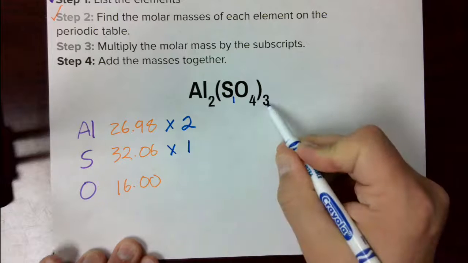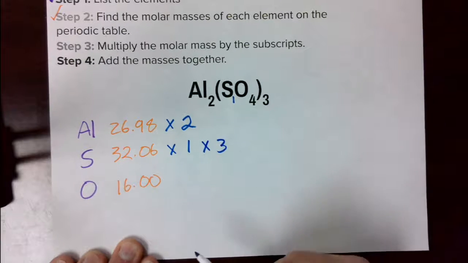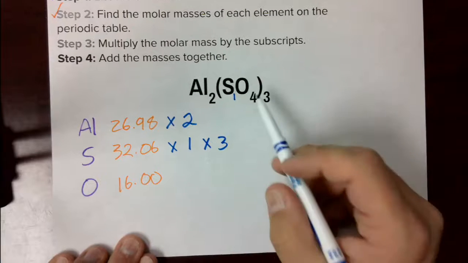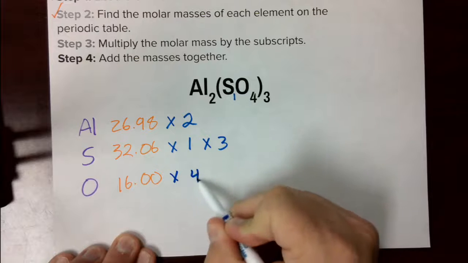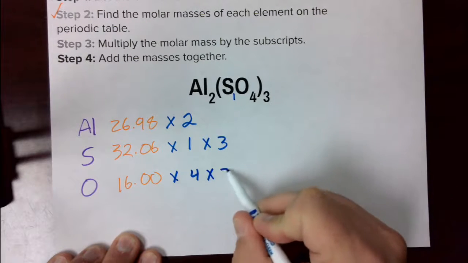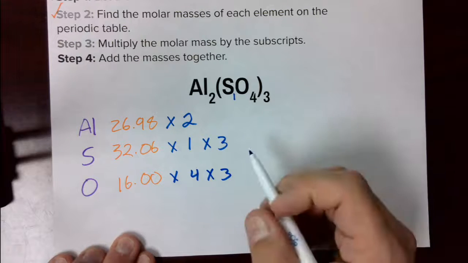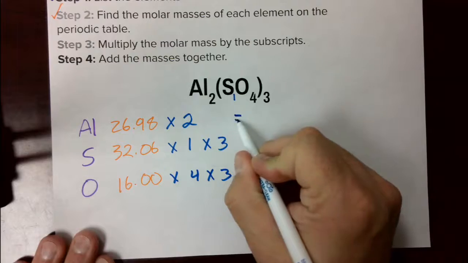But we also have to multiply by what's outside the parentheses. So times 3 as well right there. And then oxygen, we have a subscript 4 touching it. So 16 times 4, but we have to multiply by the number outside of the parentheses again, times 3. So now we need to use our calculator to actually do that multiplication.